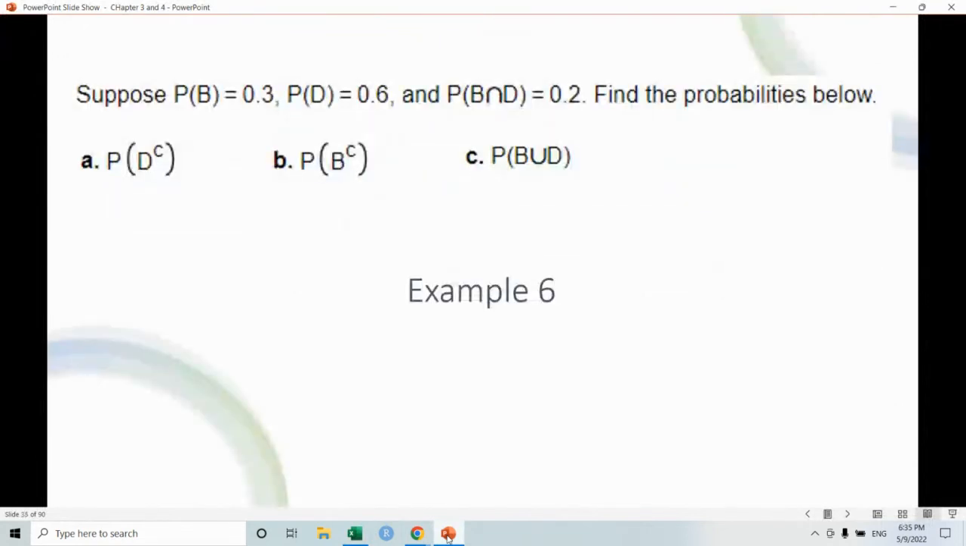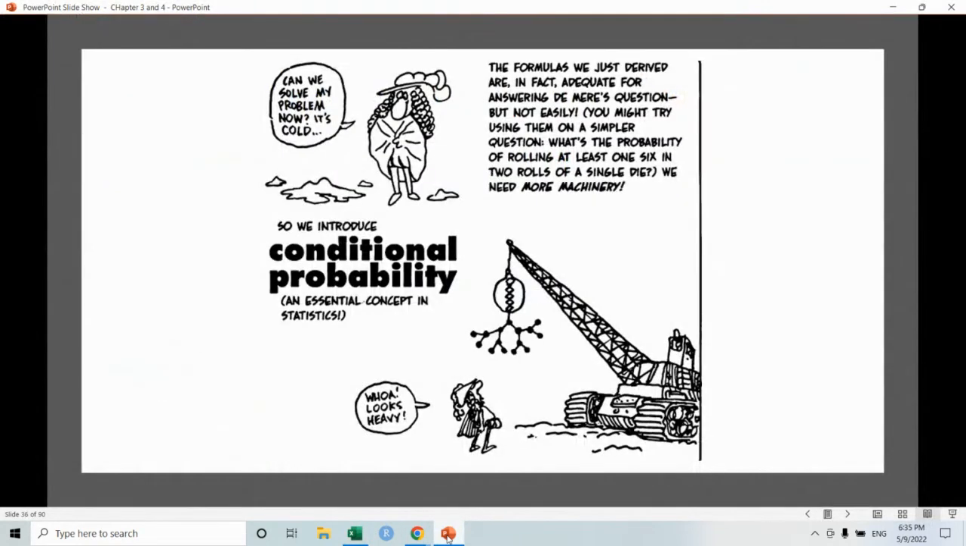All right, so that covers the first little subset of probability, but we'll continue on. The formulas we just derived are all in fact adequate for answering Damir's question, but not easily. You might try using them on a simpler question. What's the probability of rolling at least 1 six in 2 rolls of a single die? We need more machinery. So we're going to introduce something called conditional probability, an essential concept in statistics.